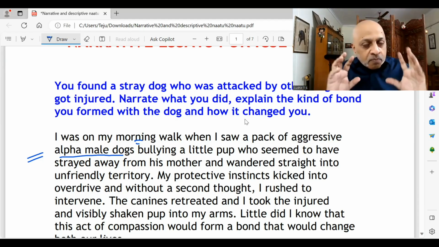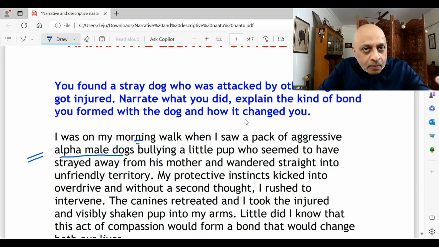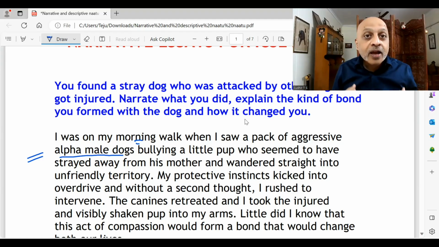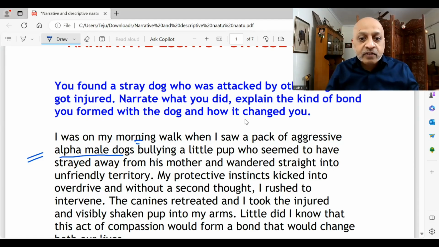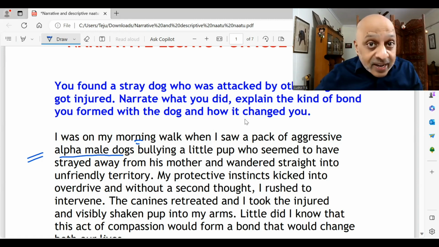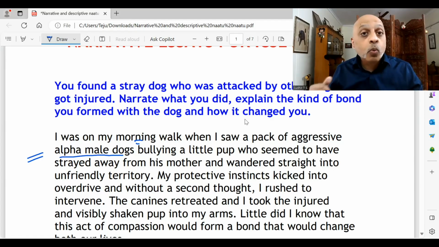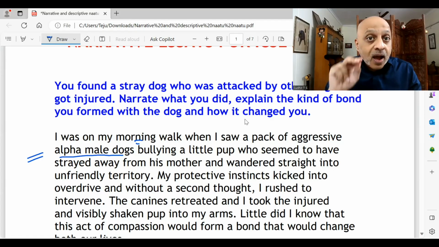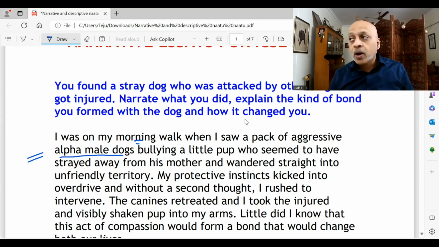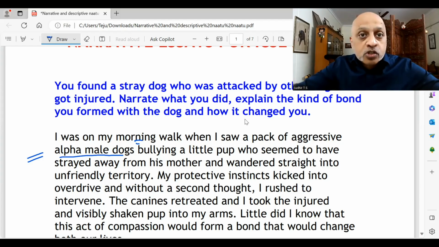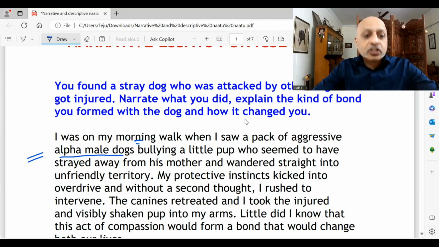So you see, right from my first line, I'm drawing the examiner into feeling interested in what I have to write. My protective instincts kicked into overdrive. That means, I immediately rushed to save the dog. I could have written it like that, but by writing it like this, I'm stylizing the way I write. Now, none of these words are difficult words. My protective instincts kicked into overdrive. Now, that's a phrase you may or may not know, but kicked into overdrive is almost like a synonym for I rushed into it.